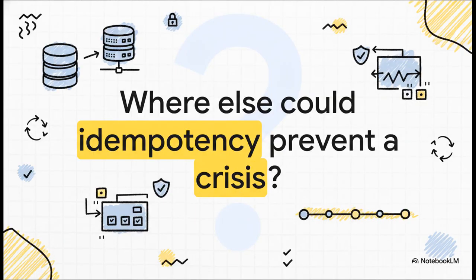So, I want to leave you with this one final thought. We've been talking about data seeding, which is a perfect example of this. But this powerful idea of idempotency, it's useful everywhere. Think about your API endpoints, your message queue handlers. Take a look at your own system. Where else could building in this kind of safe, repeatable operation save you from a crisis down the road?